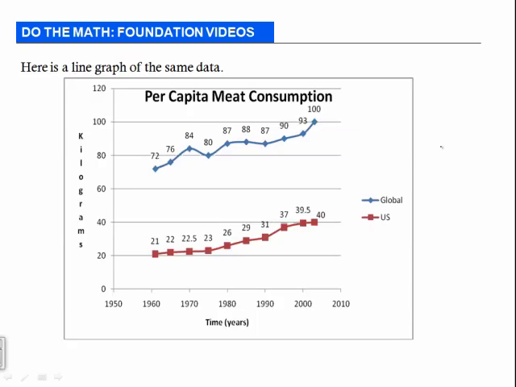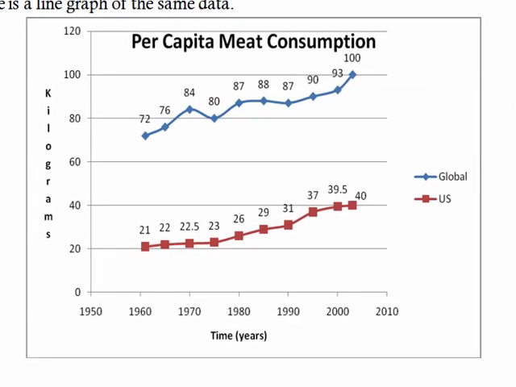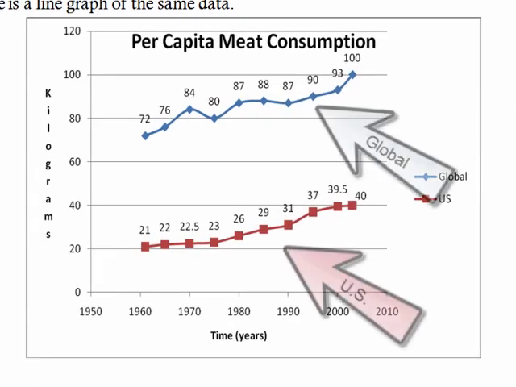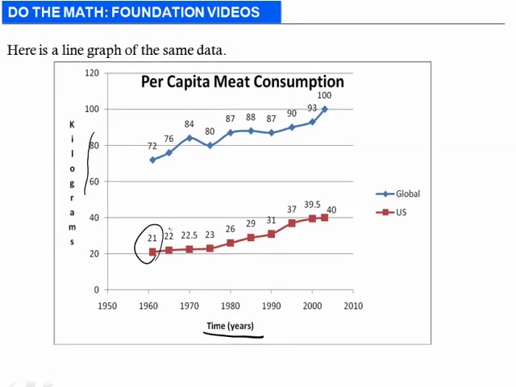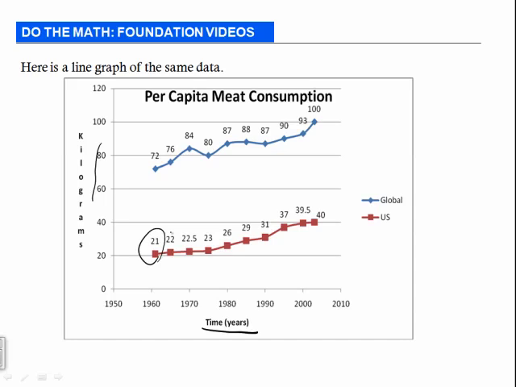Here is a line graph of that data. The blue line represents the global, and the red line represents the U.S. meat consumption. Be sure to pay attention to the labels and the values along both axes. So during this time in years, you can see how much meat they consumed in kilograms per capita. So the average United States person in 1960 consumed 21 kilograms of meat in a year.